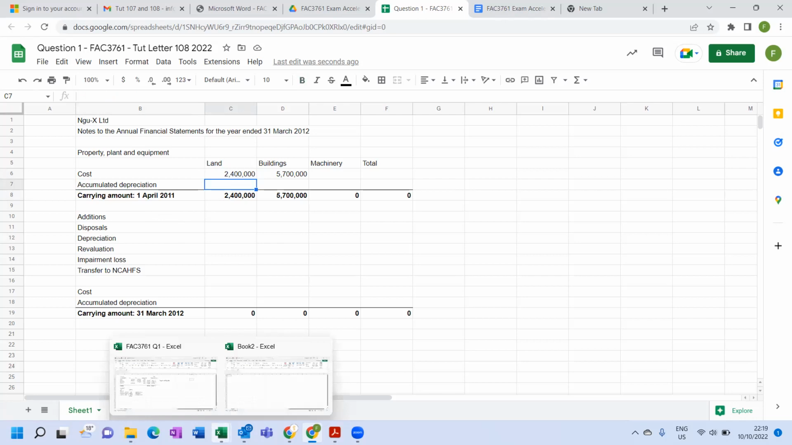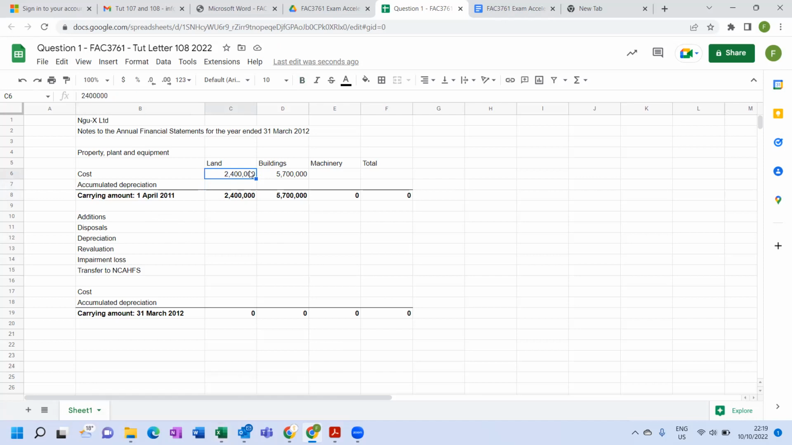Only land, for our purposes, uses the revaluation model. So always take note: when it comes to the cost price, you put in the cost price, but for land you need to ask yourself, was land revalued by the date we are looking at? The date we are looking at is 1 April 2011. If land was revalued by that date, you have to use the latest revalued amount. In this case, land was revalued on 31 March 2011, the end of the previous financial year, and the revalued amount was 2.4. So we use the revalued carrying amount. You can do it like that.